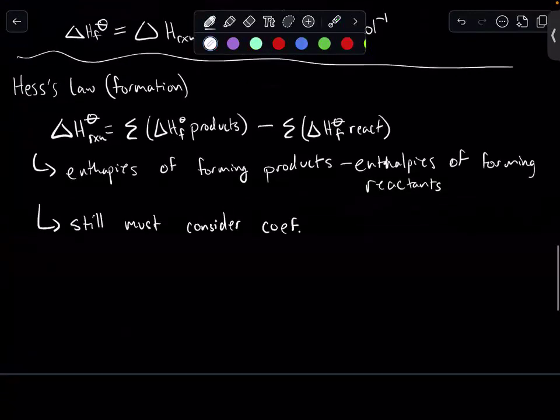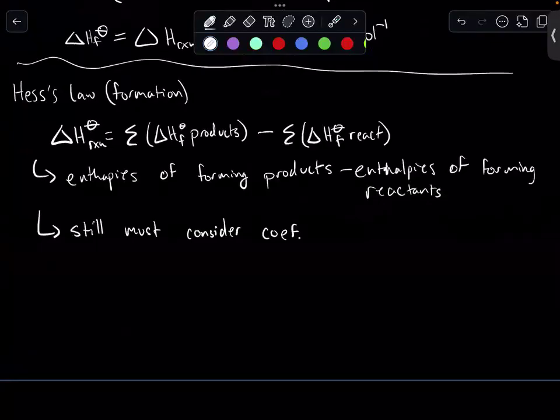We have to consider them because these are standard values. So our values we get are only from 1 mole. So let's do an example with propane. So C3H8, propane is a gas. If you watch a lot of King of the Hill, you probably see propane and propane accessories.